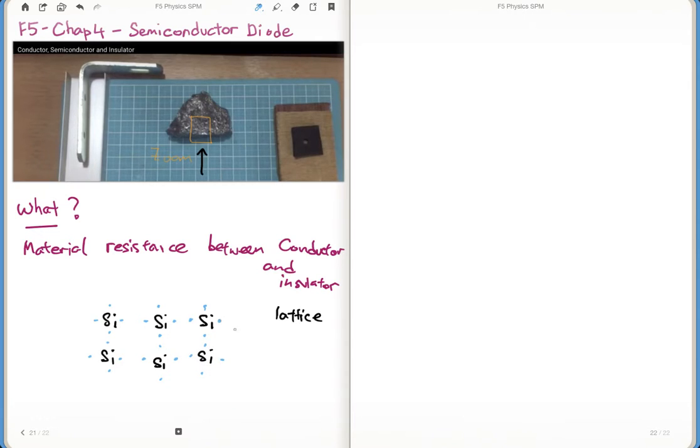Okay, then another one belongs to the atom next to it. And then this belongs to another atom, and then this belongs to another silicon atom. So what happened? It will bond. It's actually being bonded, isn't it? It's being bonded. They share valence electrons.